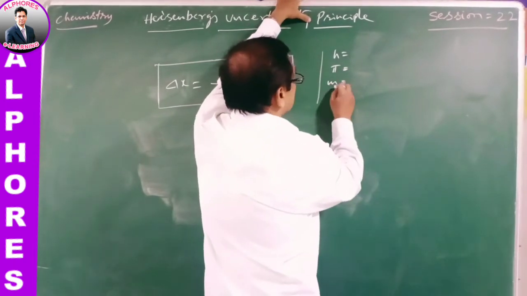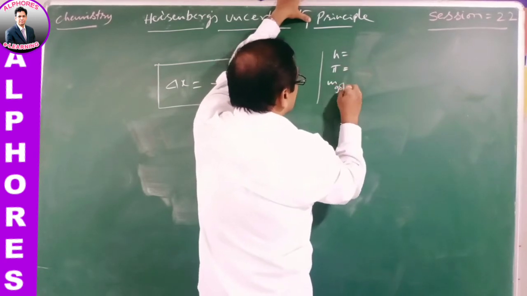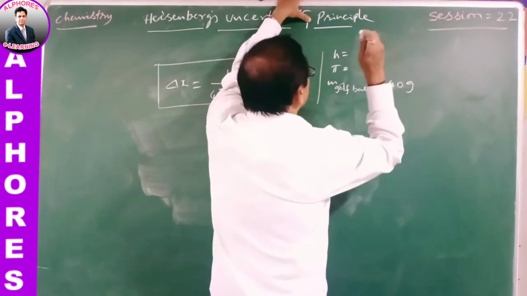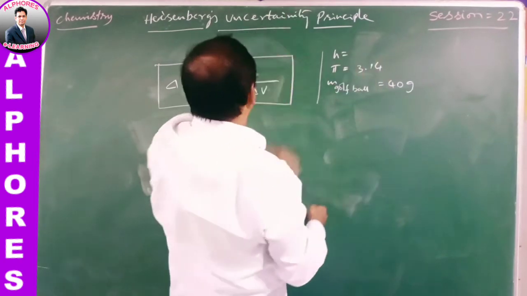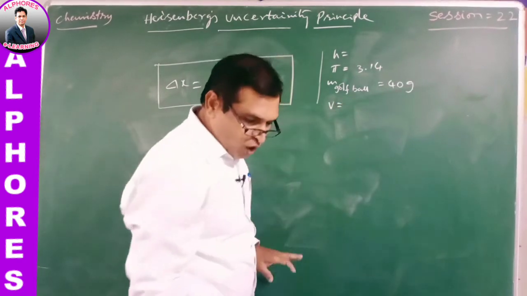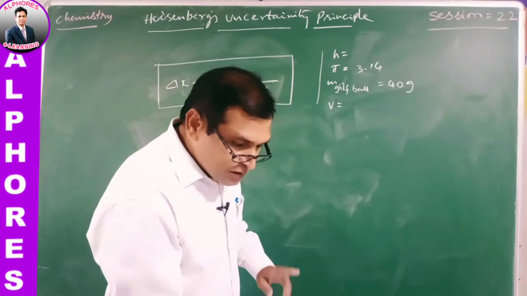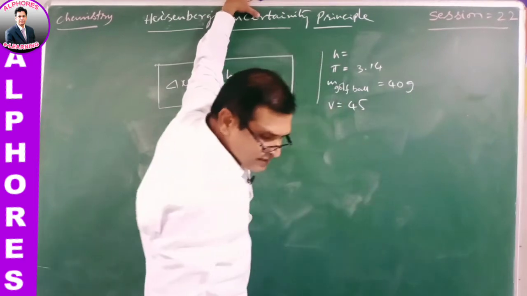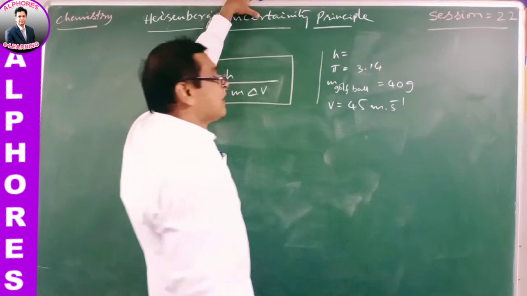The mass of the golf ball is 40 grams. Be careful. The value of pi we know is 3.14, and Planck's constant we have to consider. Let us see. Next, V is velocity. It is moving with a speed of 45 meters per second. It is given in meters per second, right?